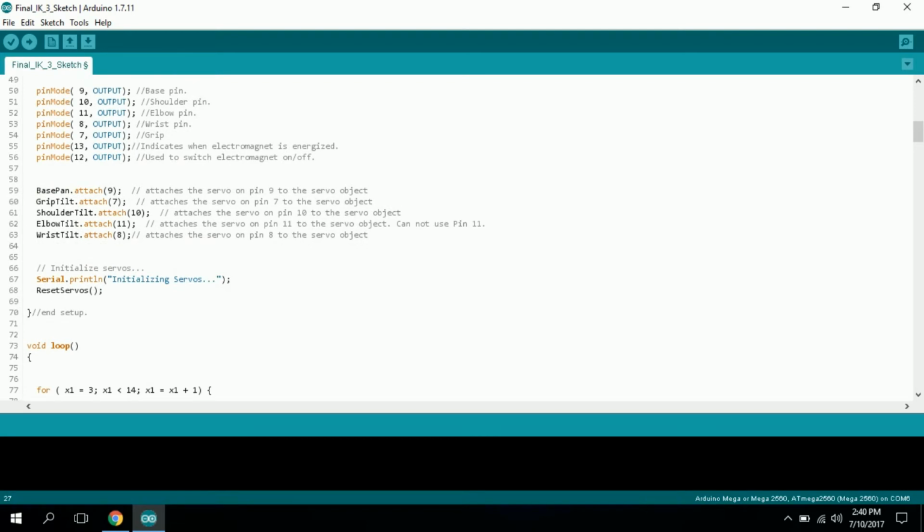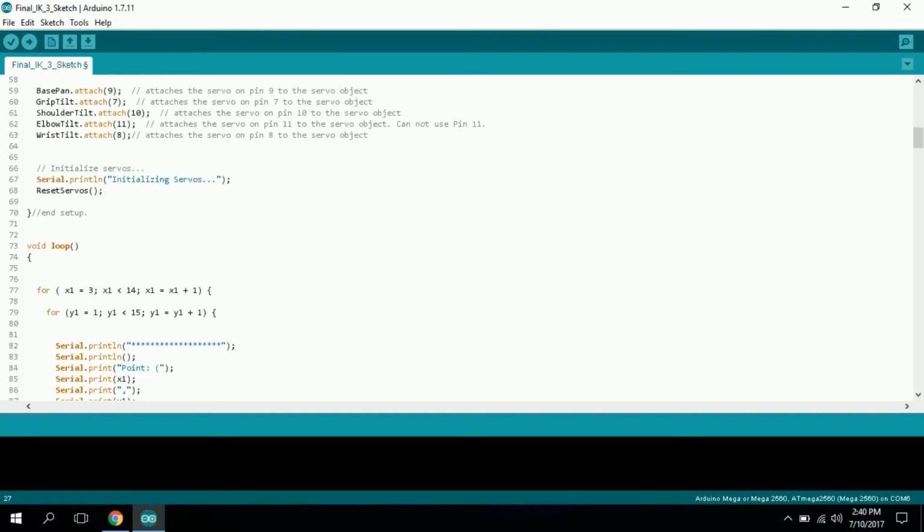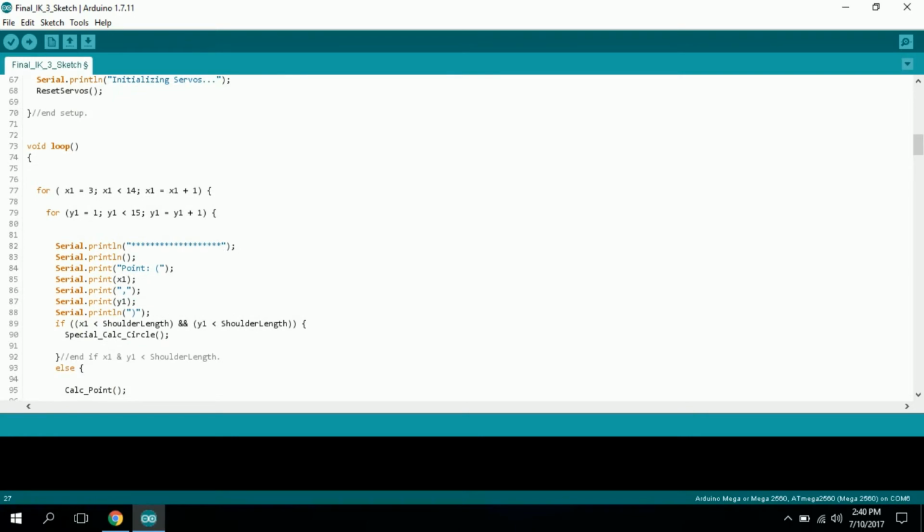There's the base. I attach each of the pins to each of the servos. I initialize them using this function that I created down below, reset servos, that just puts it into a known position. Then that ends the setup.